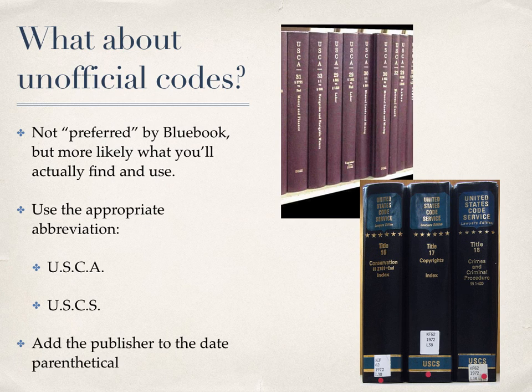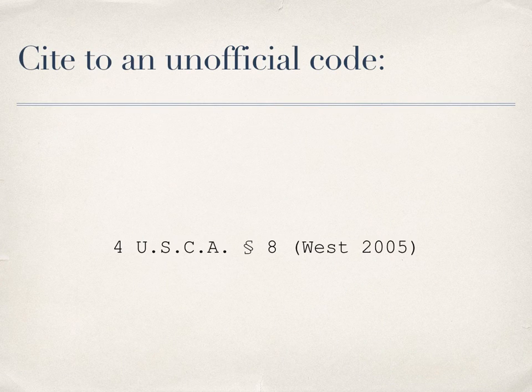In addition to the date and the parenthetical, you're going to have to include the publisher. Don't worry, it's not something you need to memorize. If a publisher is needed within your citation for a code, the information that you need to put in that cite will be found in T1. Here's an example of how you might cite to the same statute we looked at before in the unofficial code.